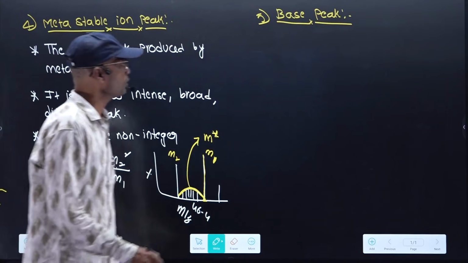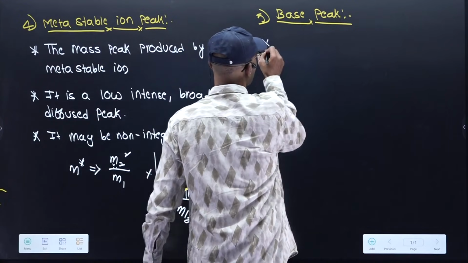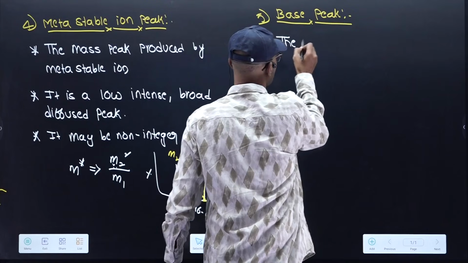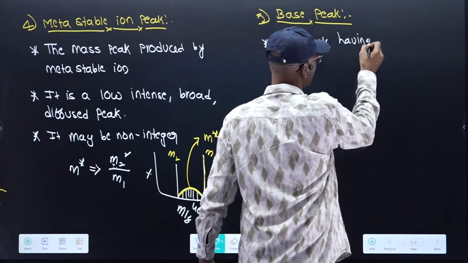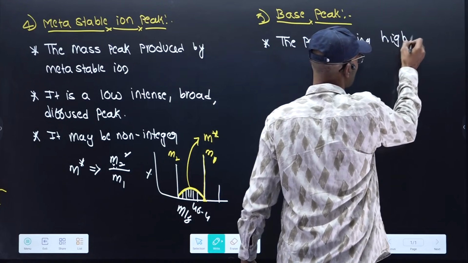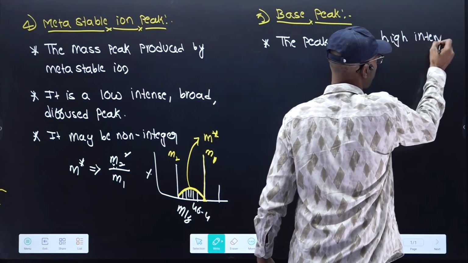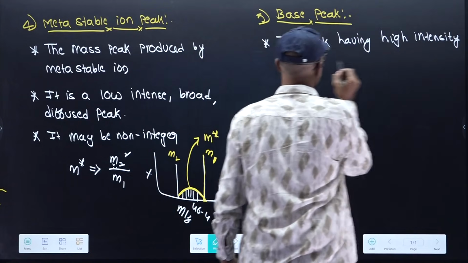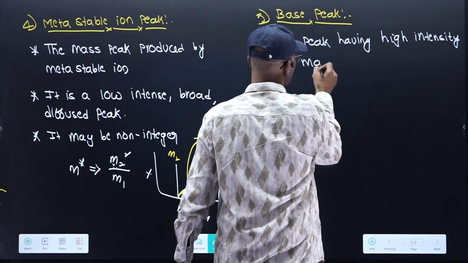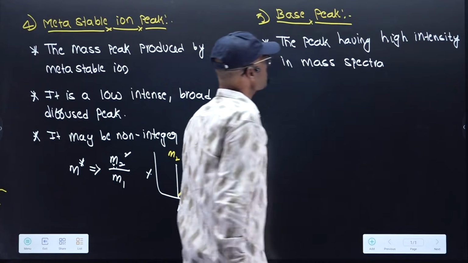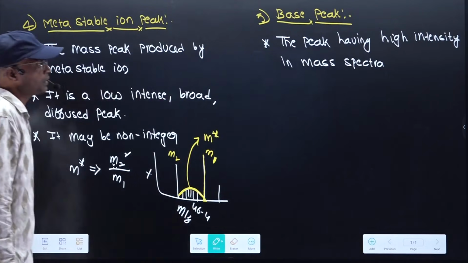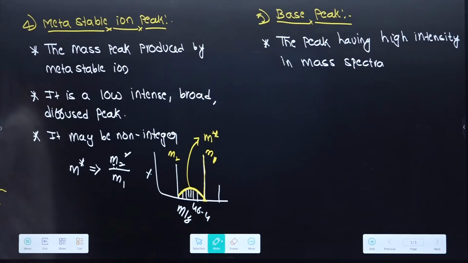Next, base peak. What is base peak? The peak having high intensity in the mass spectra. In mass spectra, whichever peak has high intensity, that is called the base peak. The peak having high intensity in mass spectra is called the base peak.